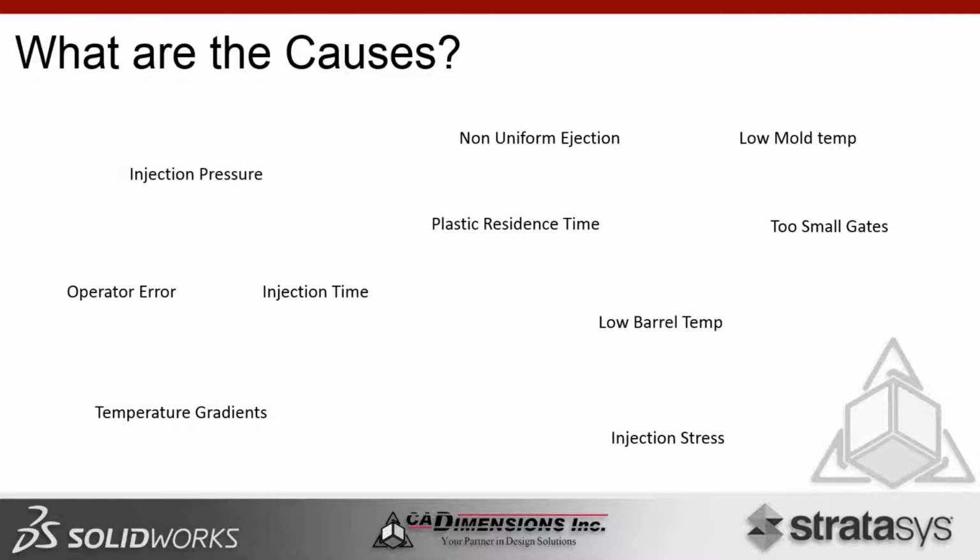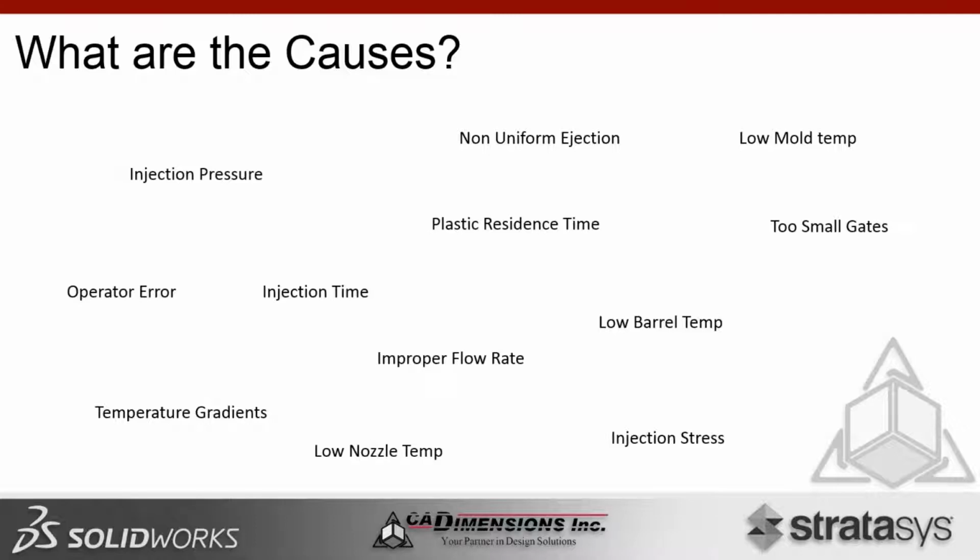Maybe the plastic residence time is not adequate and the material is not in the molten state that it should be for injection. Maybe you have an improper flow rate for the material. Low nozzle temperatures. All of these things could be affecting how and why a part warps.